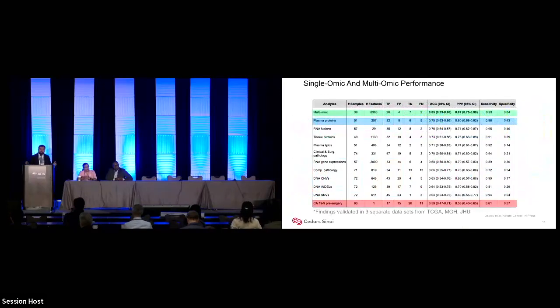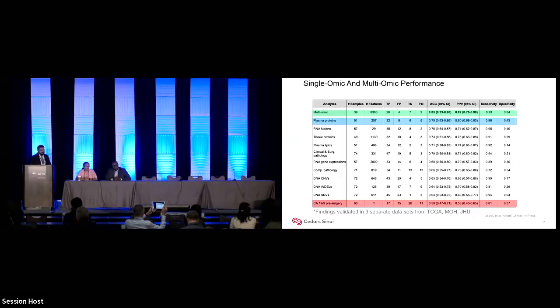We said, what about if you combined all the single omic sources? This table is actually a very good representation, and I'm going to start from the bottom up. We took CA19-9. CA19-9, we routinely use it, and we said, if you take a CA19-9 preoperatively, how well does that predict disease outcome?